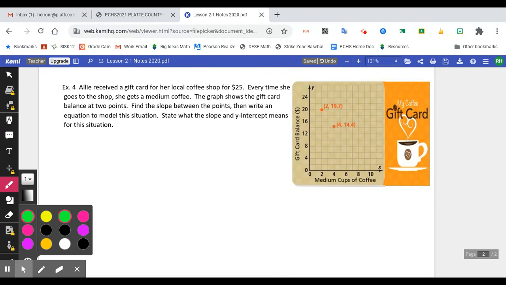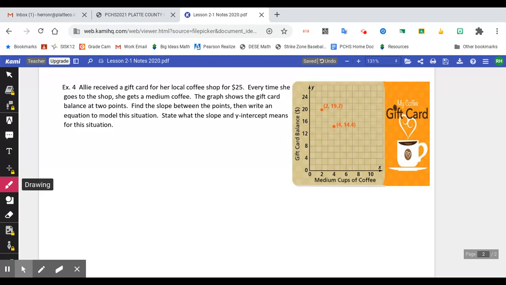All right, last one, word problem. Here we go. Allie received a gift card for her local coffee shop for $25. Every time she goes to the shop, she gets a medium coffee. The graph shows the gift card balance at 2 points. So over here, we have at 2 coffees, $19.70 on our card, and 4 coffees would be $14.40 left on our card. Find the slope between the points, then write an equation to model the situation. State what the slope and the y-intercept mean for the situation.